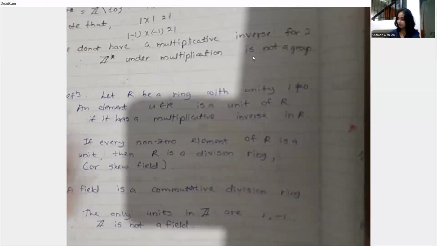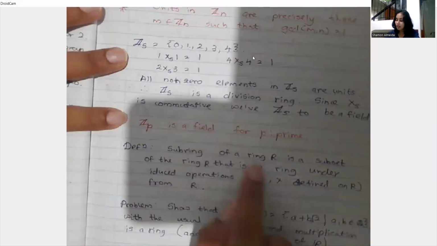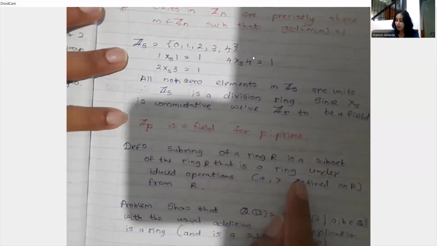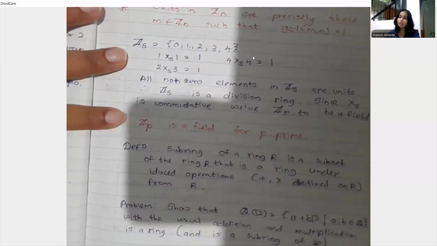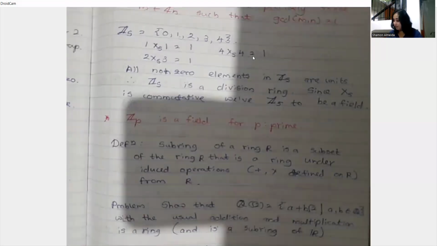So in a field, first of all, it's a ring. It's not just any ring, it's a division ring which is commutative. So all non-zero elements have a multiplicative inverse. Right. And then the definition of a subring. A subring of a ring R is a subset of the ring R that is a ring under the induced operations. So it's a ring on its own and is a subset of a given ring.